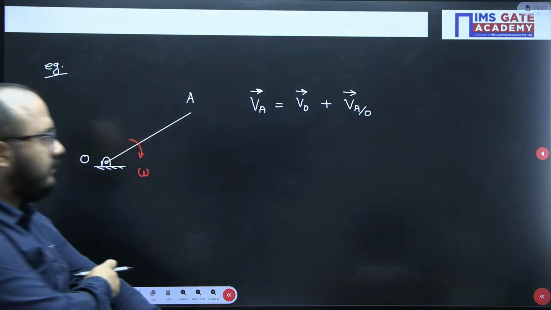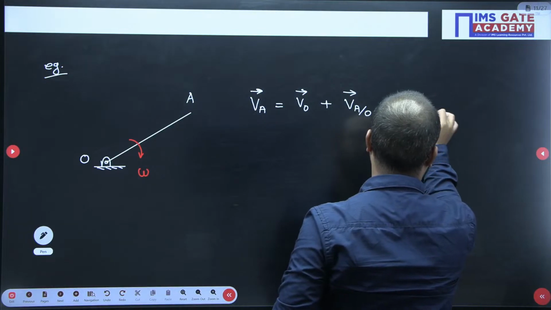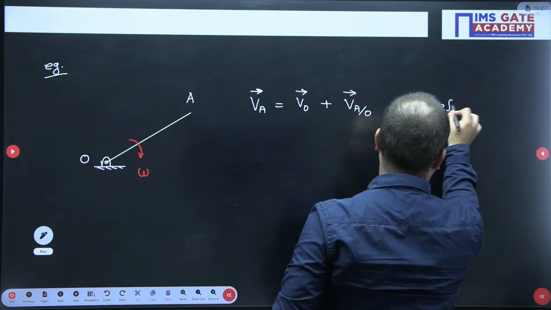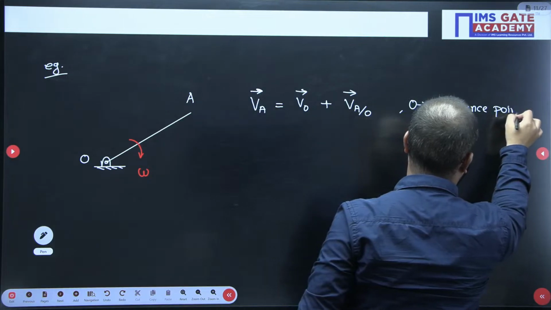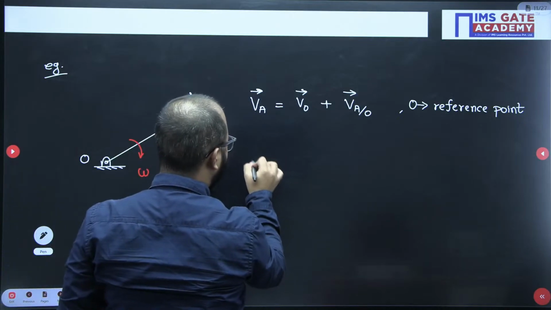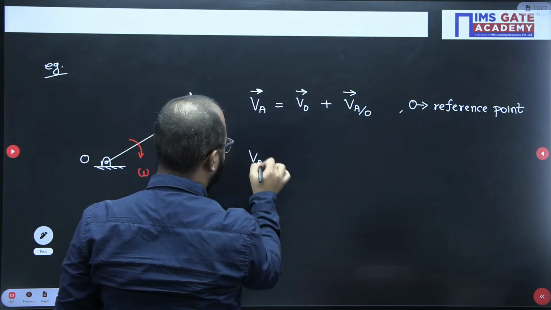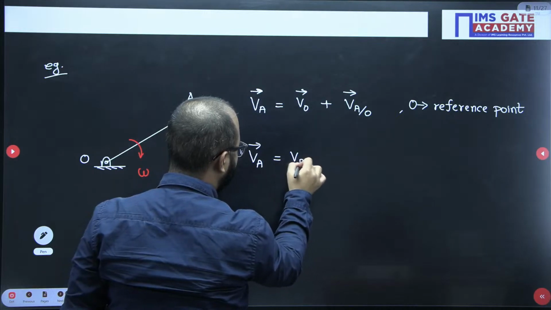Velocity of A with respect to O, because O is my reference point. Why is it considered as a reference point? Because for that point the velocity value is known, which is 0 here. So finally, velocity of A will be nothing but velocity of A with respect to O.